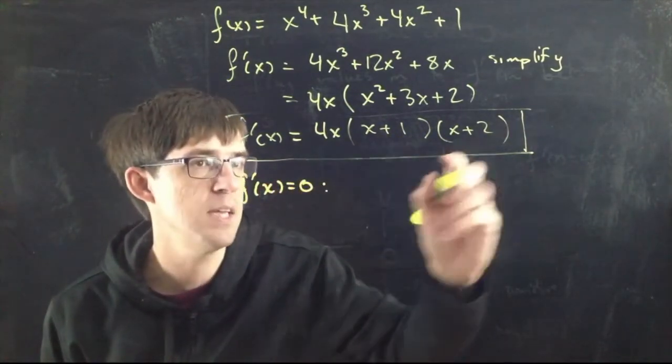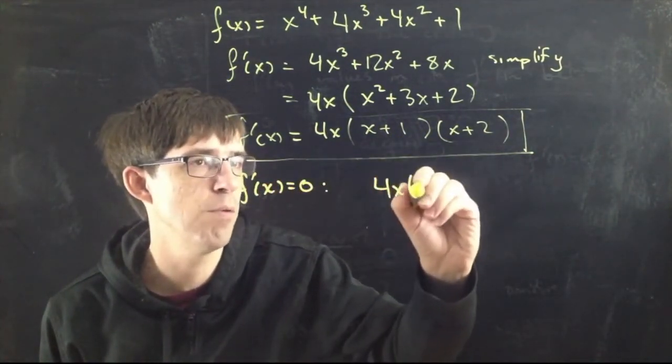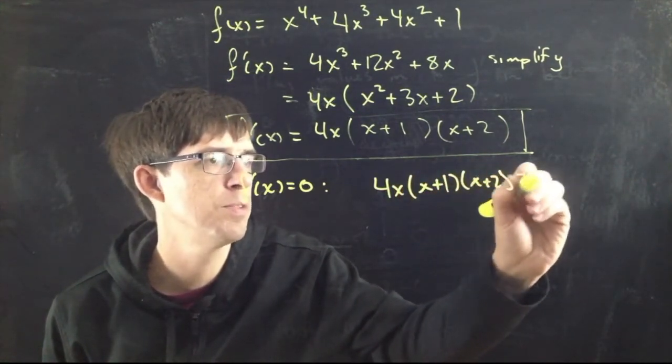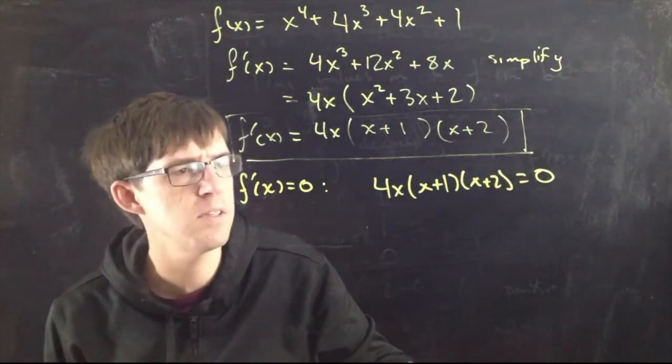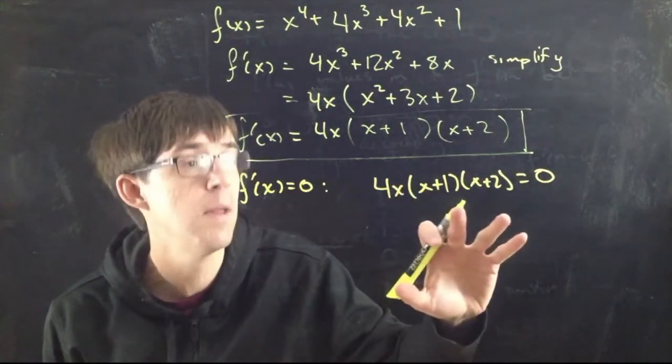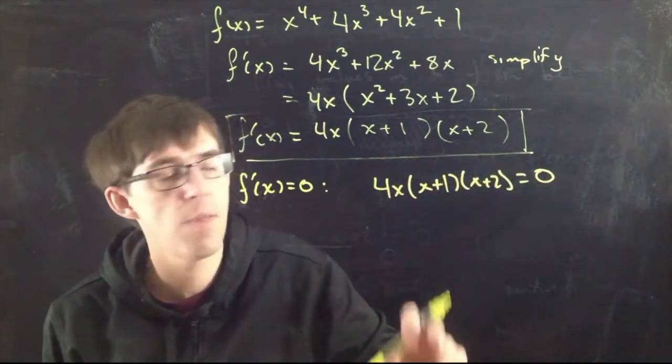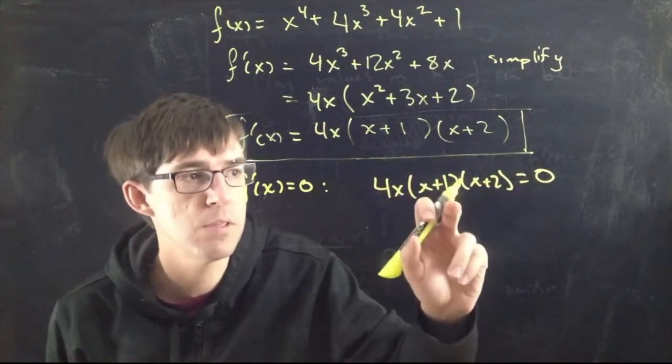Well, you set this thing equal to 0 and solve for x. So 4x times (x plus 1) times (x plus 2) equals 0. How do you solve for x in something like that? Well, it's already factored. Once it's factored like this, you have 3 things that multiply to be 0. That means one of them is 0, or the other one is 0, or the other one is 0.